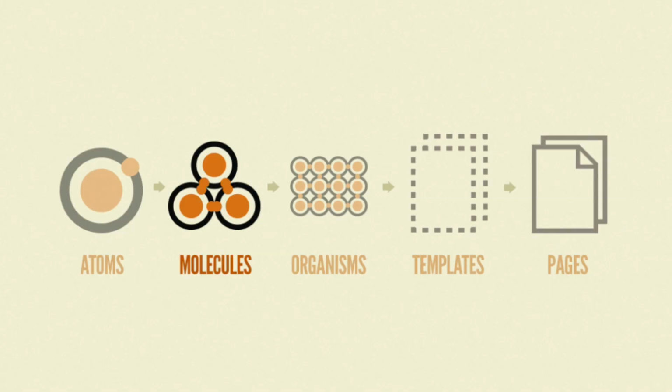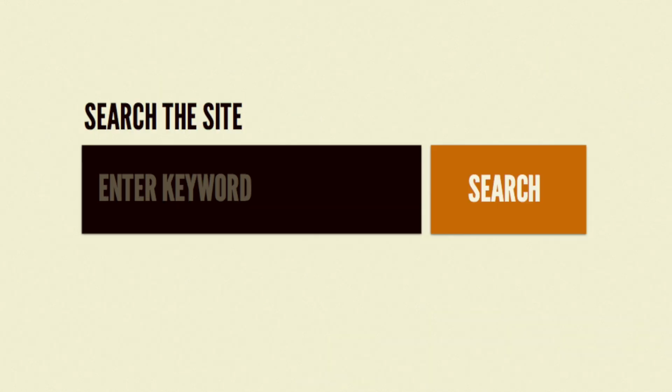So that's where molecules come in, right? We take those atoms at the molecule stage and combine them together. Now suddenly that label atom is defining that input atom, and clicking that button will submit that form. So now we have this nice little encapsulated piece of functionality, this simple component that we could drop in wherever we need to include search functionality.